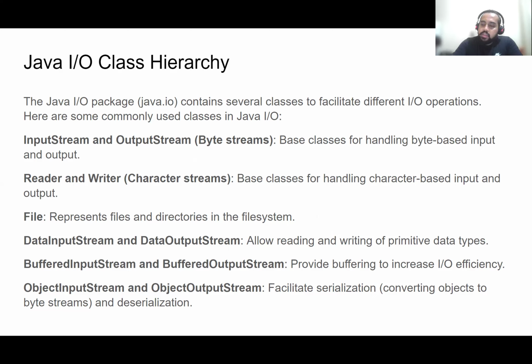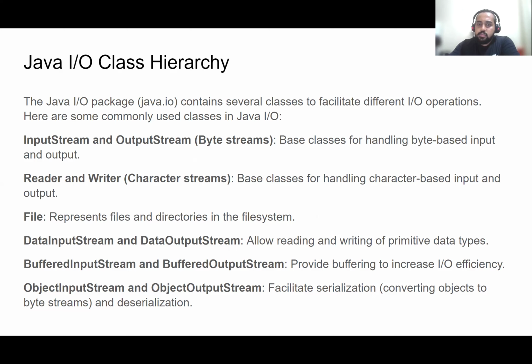And we have one more class called File, which represents files or directories in a file system. Suppose you want to store data, first we have to access the file system, right? Then we have to create a folder or go inside a folder. File consists of information representing both files and directories in the file system.